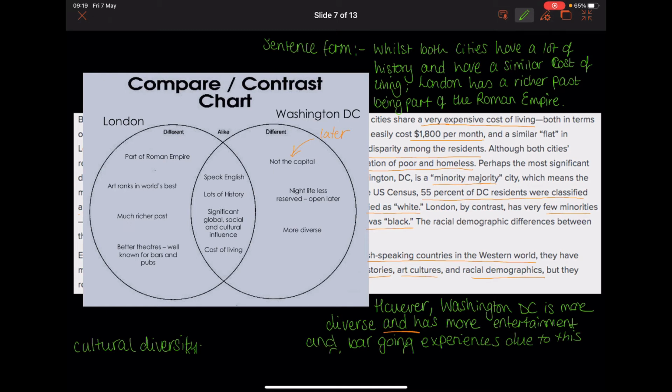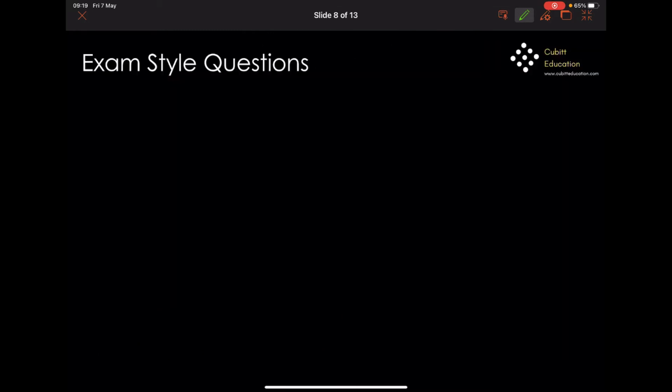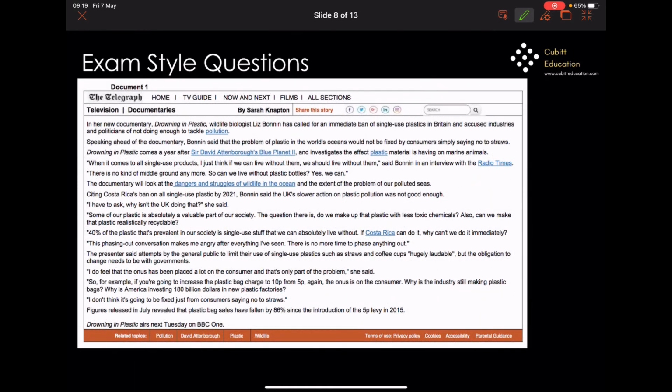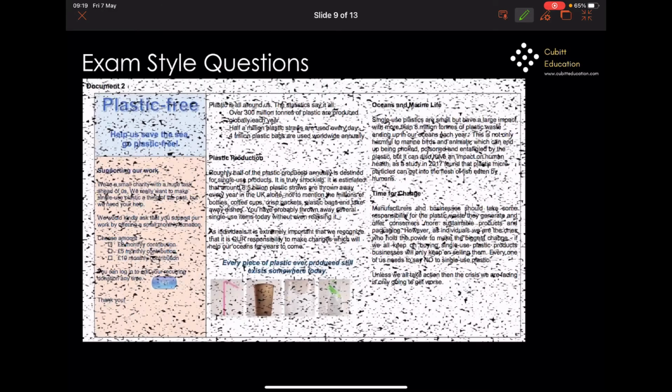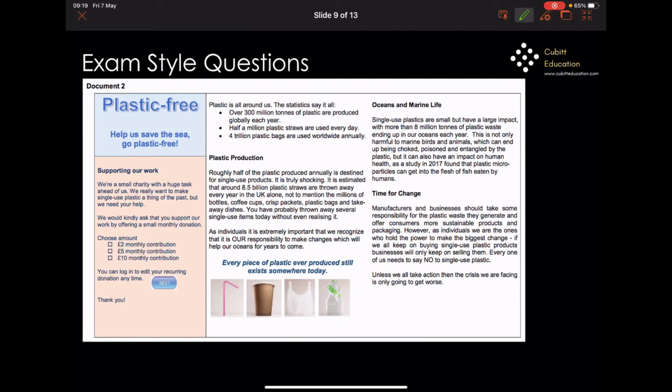Now what we're going to do is look at an actual exam question, and we're going to write some actual answers that you would need for an exam question, okay? And they are written as text, so you won't have to worry about my handwriting. All right, let's move on. So, exam style questions. We have got two texts. We've got this one here, and this one is about a documentary called Drowning in Plastic, just there, okay? Then we're going to look at this one, which is just basically a leaflet about going plastic free, okay?